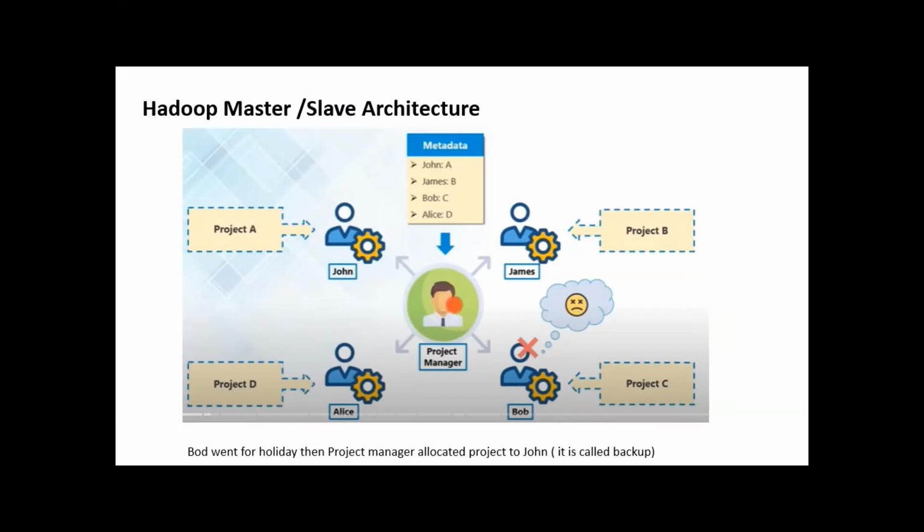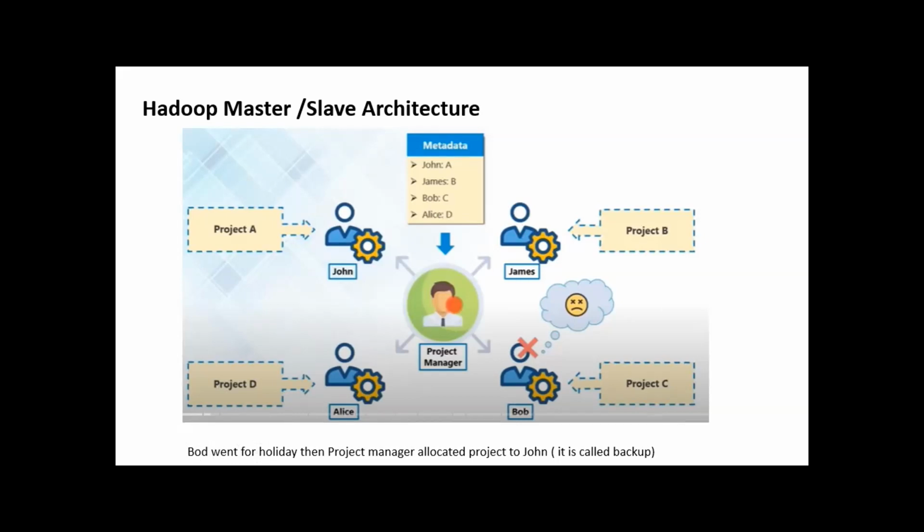What is the job of the manager, guys? To allocate the work to the people. So project A is given to John, project B to James, project C to Bob, and project D to Alice. Is that clear, okay? All 4 projects are given to 4 people. Now what happened? Bob wants to go on holiday. He informed 2 months prior, yeah, we need a 1 week holiday. You clear, okay? So the work of Bob can be delayed, guys.